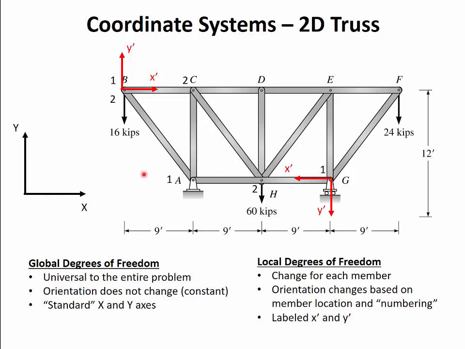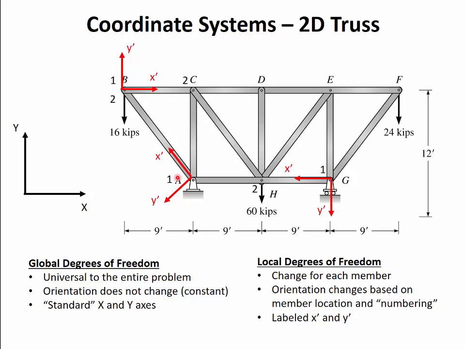If I go to member AB, start at A, that's node 1. Now node B is node 2 for member AB. So now if I look at that, x prime goes from A to B, y prime comes out. So my local coordinate system for AB is now oriented like this. So you can see your local coordinate systems are changing depending on what member I'm at.